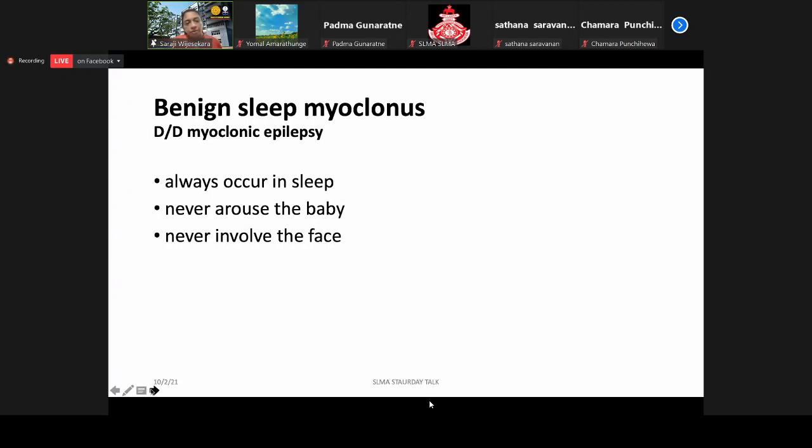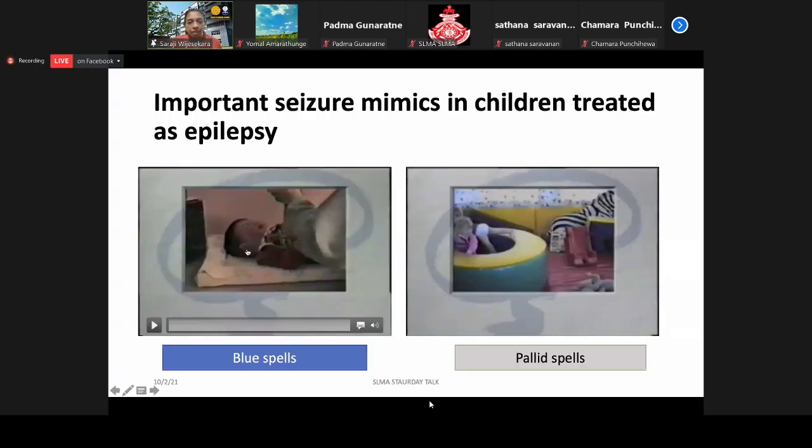But of course, you have to keep in mind that myoclonic epilepsy can present like this, so you need to be very careful when assessing these babies. And I thought, not as cases, but as important seizure mimics in children that come to the private or the GP setup or to the hospital, which many doctors treat as epilepsy. So this is one such thing.